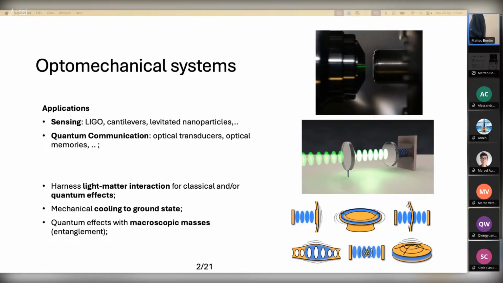Some successes that have been achieved with this are cooling a mechanical component to the ground state, the quantum ground state, with very few photons, less than one, and many applications need less than 10 to the minus 1 photons, and also quantum effects observed in macroscopic masses. This is interesting because even at the nanoscale, this system can be considered macroscopic compared to quantum particles like electrons, photons or molecules. LIGO masses are of the order of kilograms. These masses are of the order of picograms or even nanograms. So seeing quantum effects with masses of nanograms is pretty impressive.